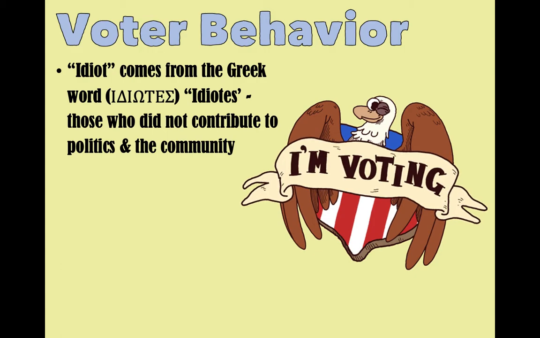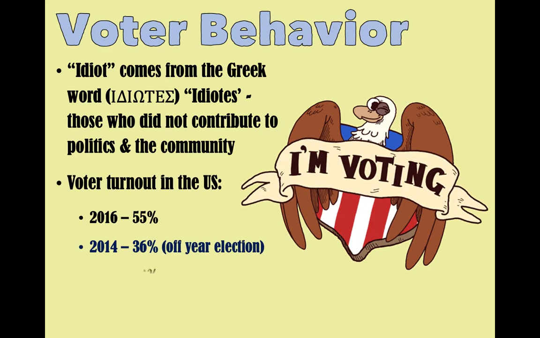So we're going to learn the root word of where the word idiot came from. This comes from the Greek word idiotes, which means those who did not contribute to politics and the community. So next time you call somebody an idiot, you can at least have some history and background on where the word idiot came from. So voter turnout in the United States in 2016, there was 55%.